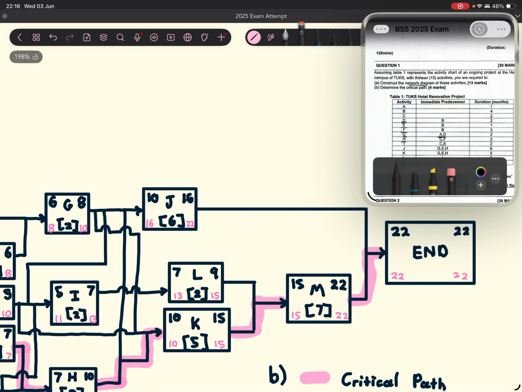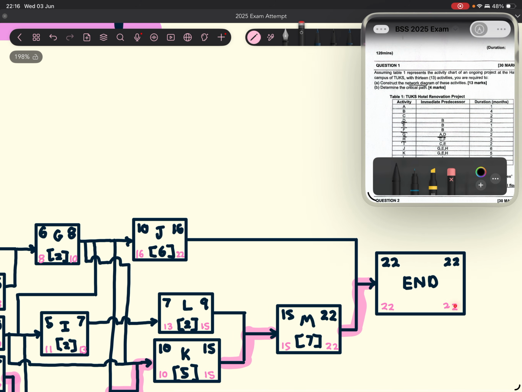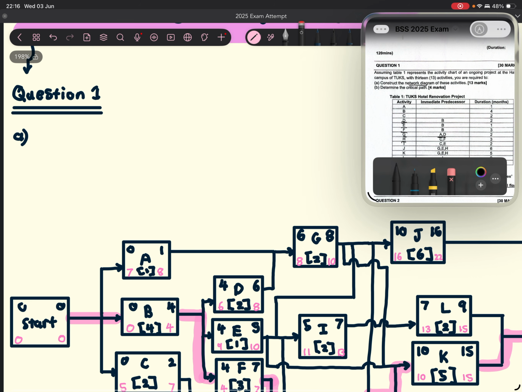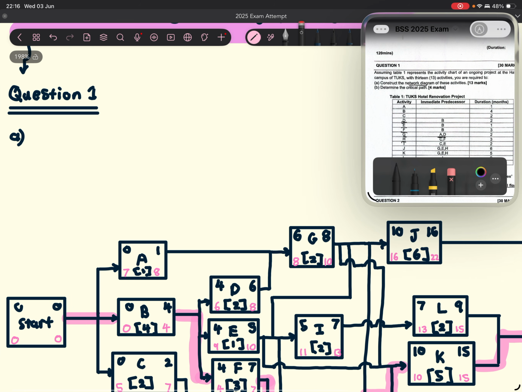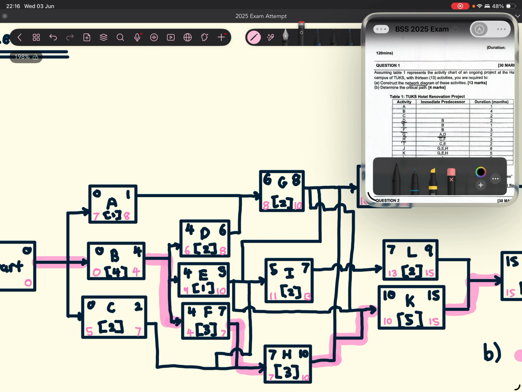The reason is that here you add the duration and here you subtract the duration, so they should be equal. Anyways, the total float for the end should always equal the total float of the start. If they're not equal, then you made a mistake somewhere, probably with your backwards pass or forwards pass.